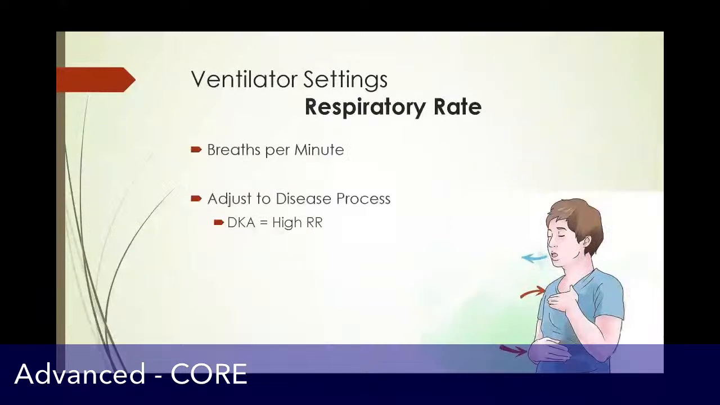The next is pretty self-explanatory, the respiratory rate. So this is how many breaths you take a minute. You want to adjust this to the disease process. So when you have a person who's pretty acidotic, something like DKA, you're going to want to have a fairly high respiration rate. You're going to want to match the respirations that they were having before you intubated them. Or you have your average run-of-the-mill patient that is not being intubated for a lung issue or is not acidotic. You could have a normal respiratory rate that you would see in any other patient, 12 to 16 respirations a minute.